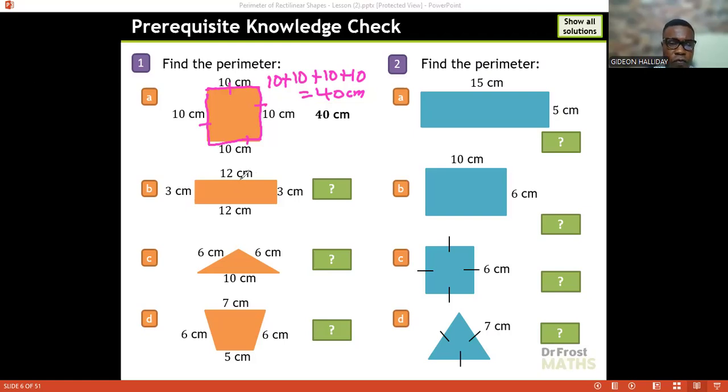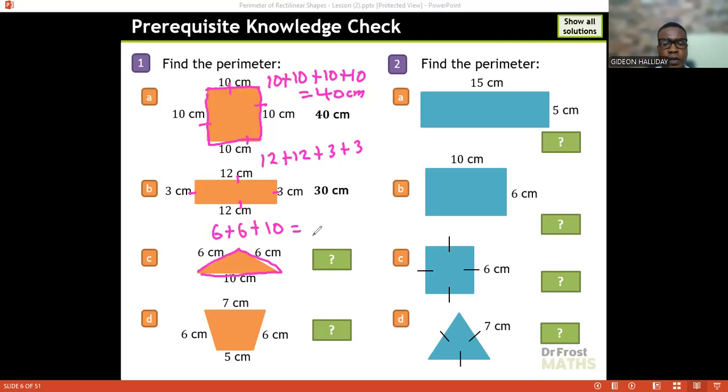Now B. So you're just doing 12 plus 12 plus 3 plus 3, right? 12 plus 12 is 24. 3 plus 3 is 6. 24 plus 6, that's 30. 30 centimeters. Good job. Now for this triangle, you're just doing 6 plus 6 plus 10. 6 plus 6 is 12. 12 plus 10 is 22. So 22 centimeters for that.